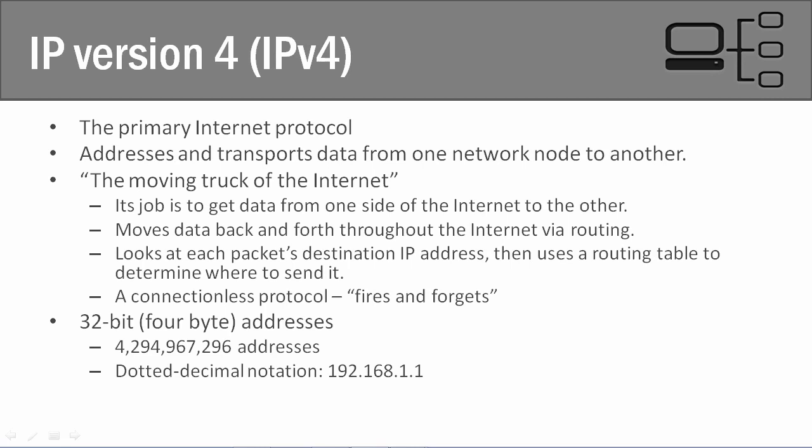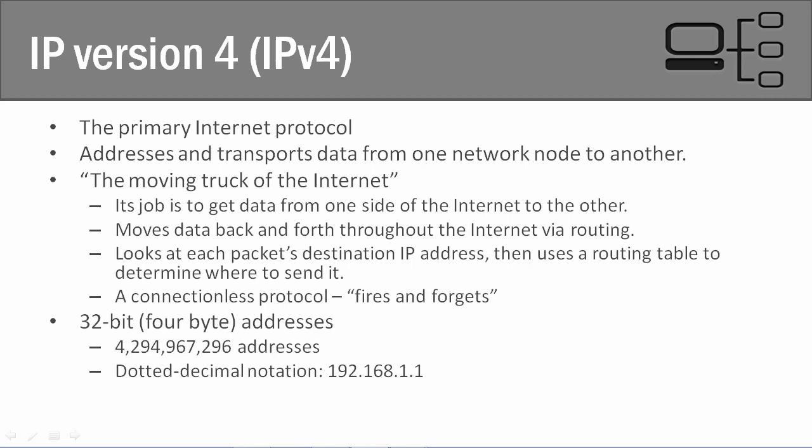Its primary job is simply to get that data there, and that's what it focuses on, and that's what it does really well. It does a really great job with moving data back and forth throughout the internet via routing. And remember, we talked about routing in a previous lecture. We talked about how routers use routing protocols to send packets of information from one router to the next, and they determine the best route to get it there. Well, that's what IP addressing is all about.